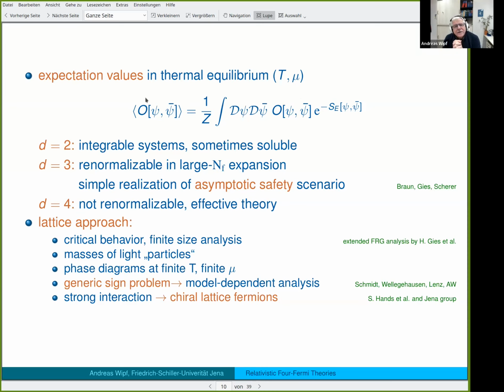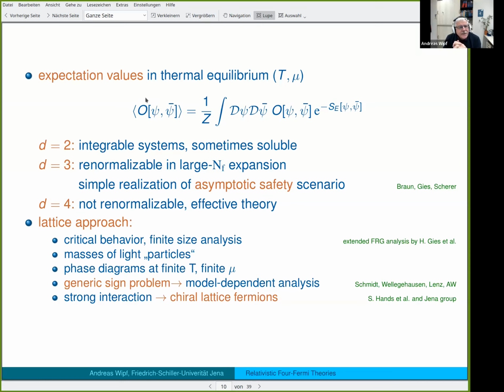After Nambu and Jona-Lasinio wrote their seminal paper, there was another famous paper by Gross-Neveu in which they studied particular Four-Fermi theories, but now in 1+1 dimensions, again to learn more about strongly interacting field theories. This is an asymptotically free theory. It's renormalizable. And generally, Four-Fermi theories in 1+1 dimensions are typically integrable. Sometimes they're even solvable. For example, the massless Thirring model can be explicitly solved. You can write down the Green's function. It's a prototype of a conformal field theory.